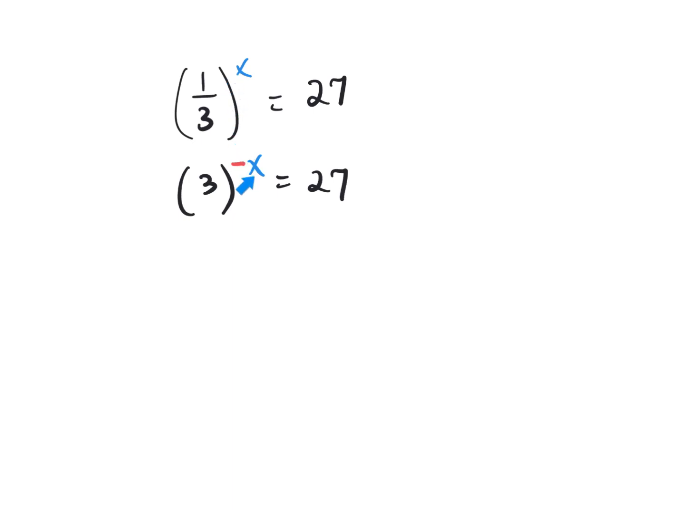Changing the exponent to a negative will make the fraction flip over, 3/1. And now we'll rewrite 27 as a power of 3. And the only way these equations can be equal, since they have the exact same base, is if the exponents are the same. So negative x is equal to 3, so x would equal negative 3.